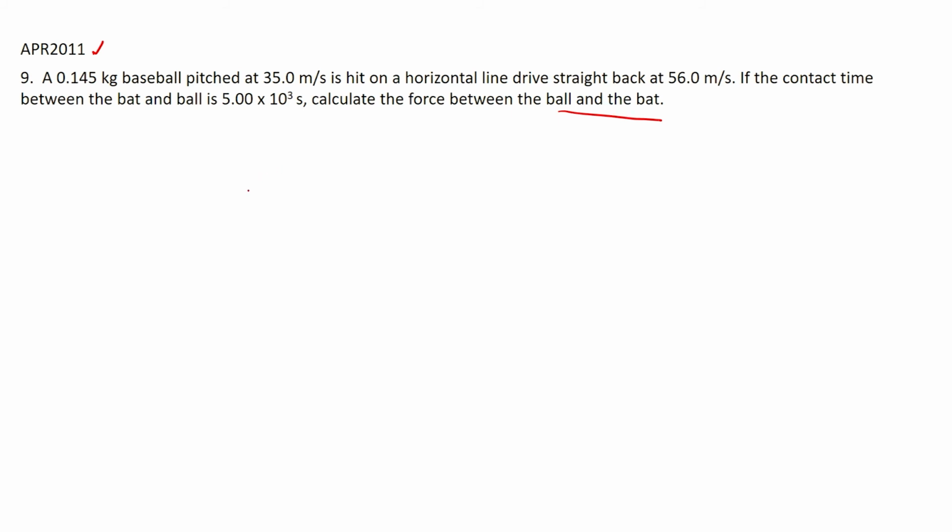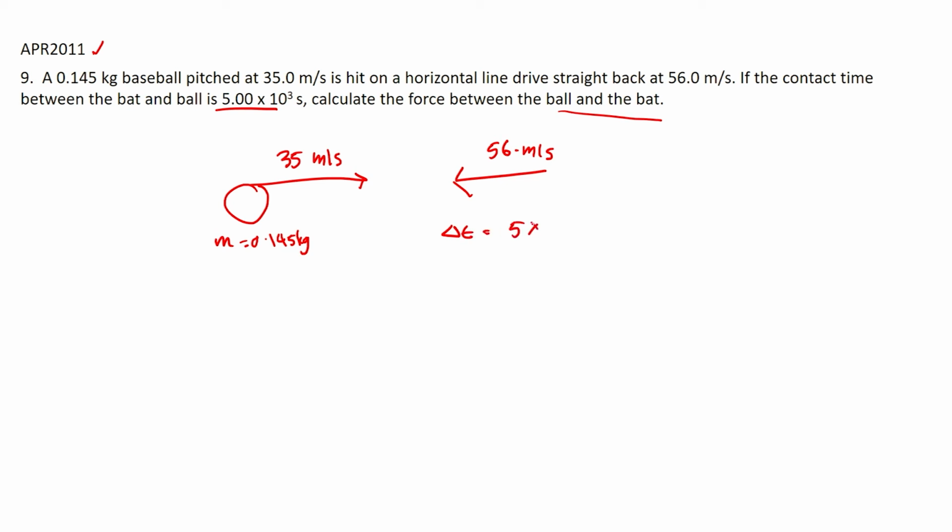Okay, so the baseball initially has a speed of 35 meter per second. The ball mass is 0.145 kg, and then it travels horizontally back at the speed of 56 meter per second, with a change of time of 5 times 10 to the power of negative 3 seconds. Find the force between the ball and bat.